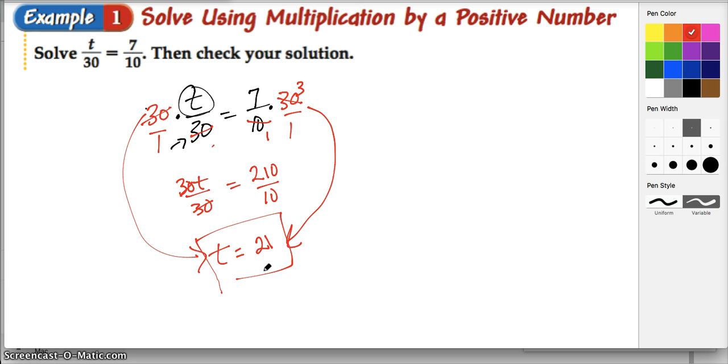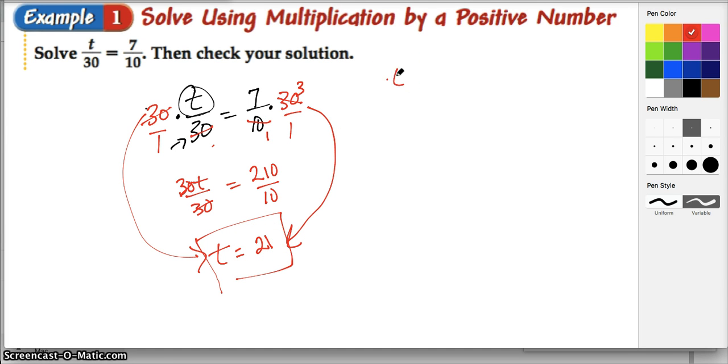Let's go back and just talk about what we did. We recognized that we wanted to get T alone. We asked ourselves, who's bothering T? That was 30. How is 30 bothering T? By division. How do we undo division? By multiplication. So I multiply both sides of the equation by 30. Canceling out my 30s over here, I'm left with T. Reducing 10 and 30 to be 1 and 3, I'm left with 21. So T is equal to 21.